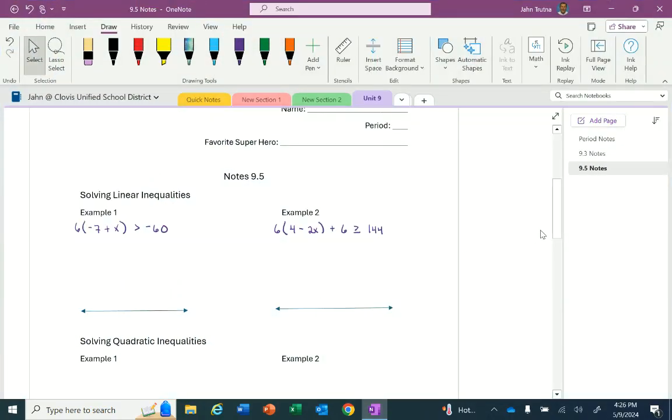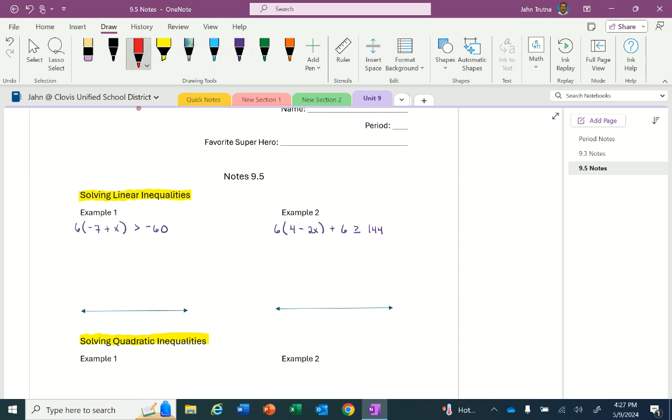All right, we're on 9.5, and we're going to be solving linear inequalities. There's two things really we're going to be doing, and the other thing that we're going to be doing is we're going to be solving quadratic inequalities. Okay, so what's an inequality, folks?